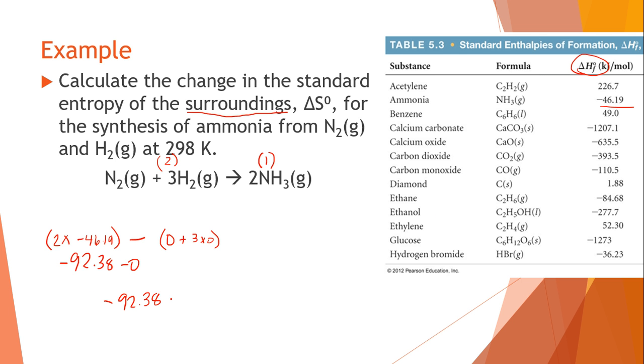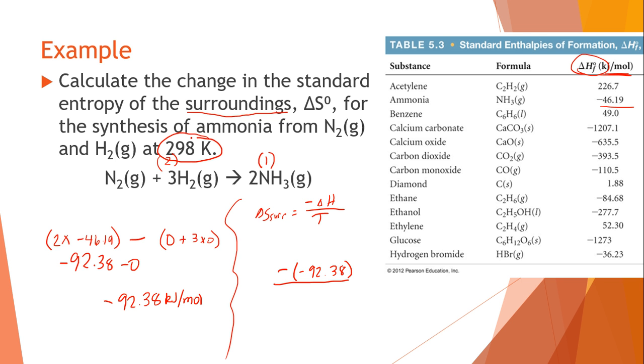My units for that are going to be kilojoules per mole based on my units that I have up here. From there, we have to plug it into that second equation that we've learned. So that second equation is delta S of the surroundings equals negative the delta H value divided by T. So here we have negative, my delta H value was negative 92.38 divided by T. Here, T needs to be in Kelvin, and I have it as 298 Kelvin. From there, you can go ahead and solve.